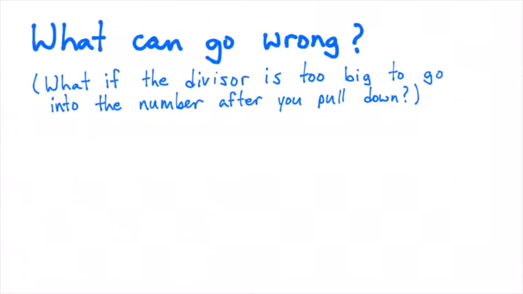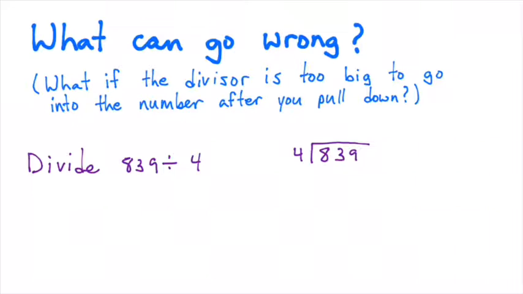Okay, something else we want to look at is what happens if the divisor is too big to go into the number you get after you pull down. So let's take a look at that, because this is what leads to students wanting to pull down two numbers at once. So here we have 839 divided by 4, and so we'll set that up.